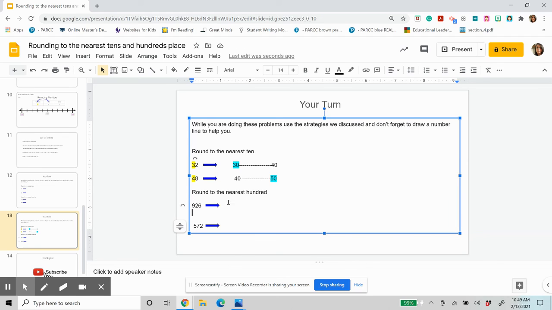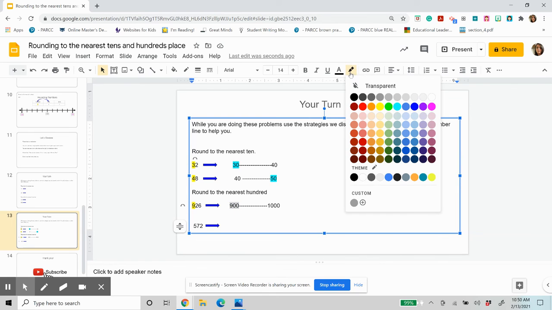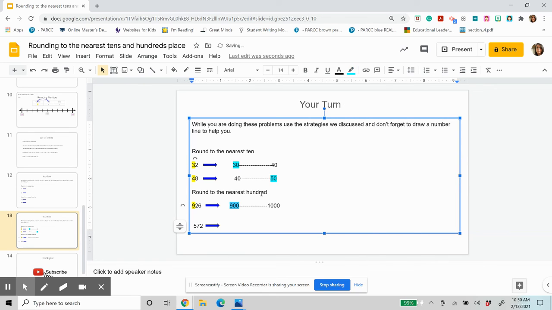All right, here, round to the nearest 100. All right, so I'm going to look at my hundreds place. It's a 9. Okay, then I'm going to come over here and I'm going to set up my number line. So 900 is my first 100. And then the next 100 would actually be 1,000, right? So now I'm going to look at the number here, 2. That's less than 5, right? So we're going to stay with the lower number. We're going to stay the same. So 962 rounded to the nearest 100 is 900.